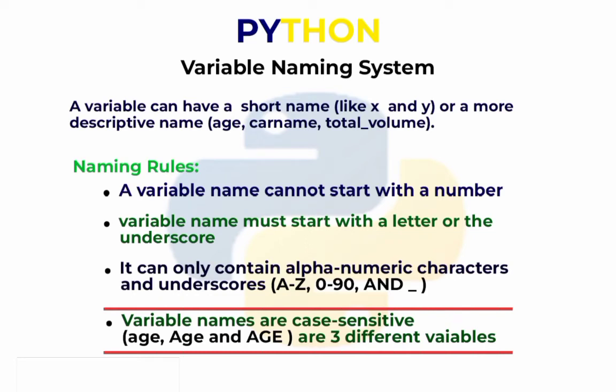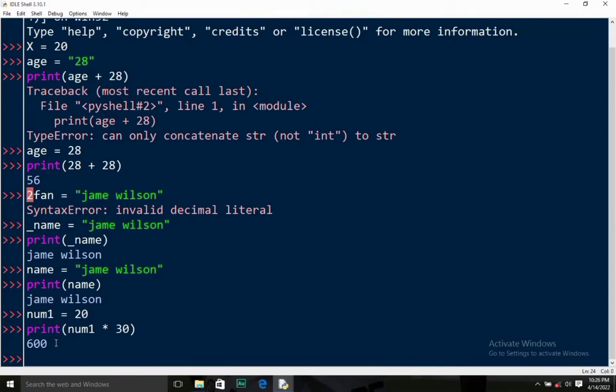Now the fourth one here is that variable names are case sensitive. Age and AGE, can you see they are different types of age? They have different meanings. They are different variables. They are case sensitive. The small letter age and the one with the capital letter AGE are very different from each other. So here is an example.